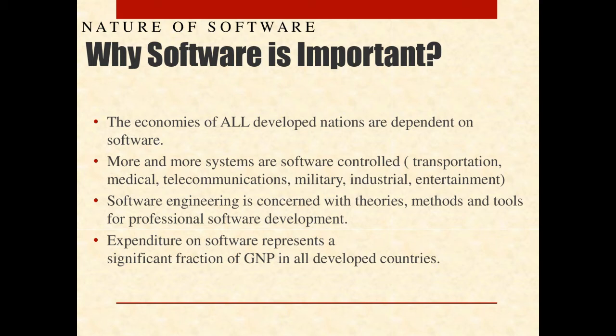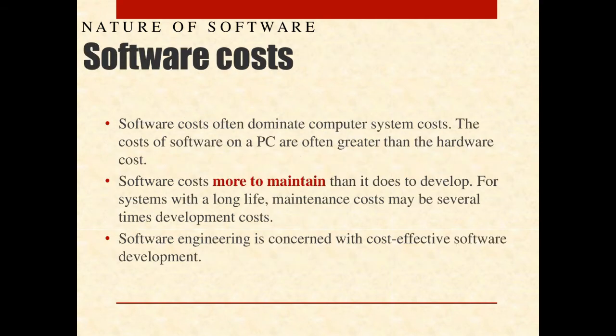Why is software important? The economies of all developed nations are dependent on software. More and more systems are software controlled. Example: transportation, medical, telecommunication, military, industrial, entertainment. Software engineering is concerned with theories, methods, and tools for professional software development. Expenditure on software represents a significant fraction of GNP in all developed countries.